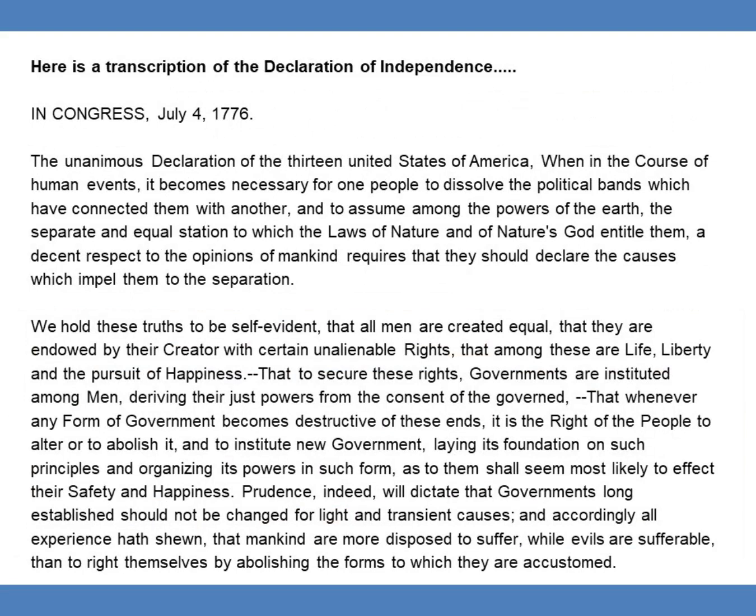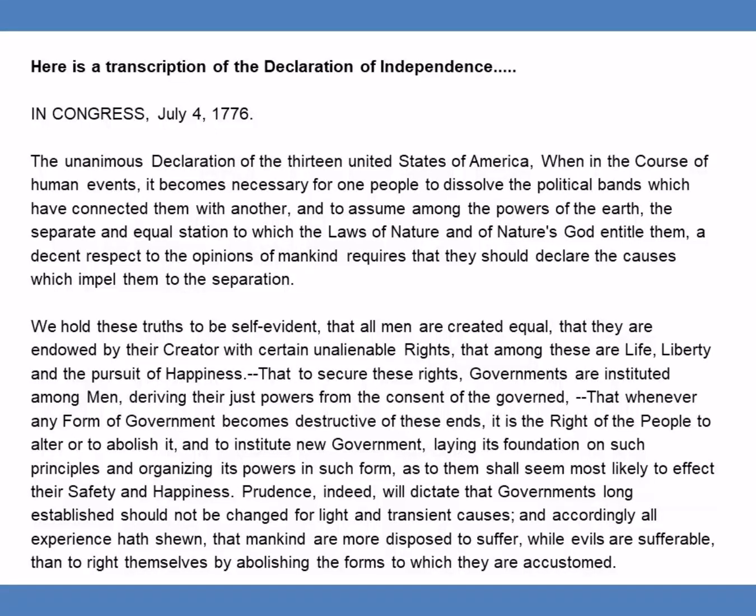The unanimous declaration of the 13 United States of America, when in the course of human events it becomes necessary for one people to dissolve the political bands which have connected them with another, and to assume among the powers of the earth the separate and equal station to which the laws of nature and of nature's God entitle them. A decent respect to the opinions of mankind requires that they should declare the causes which impel them to the separation.